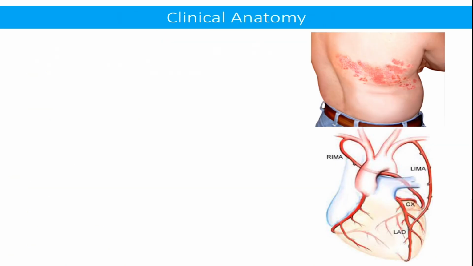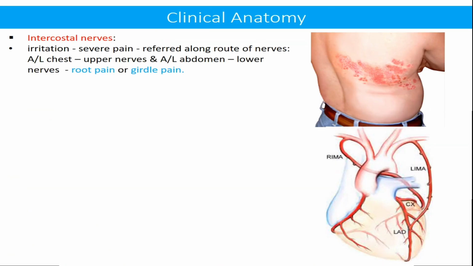Lastly, the clinical anatomy. Irritation of the intercostal nerves produces severe pain, which is referred along the root of the nerve. In case of upper nerves, it is referred to the anterolateral aspect of the chest, whereas in case of lower nerves, it is referred along the anterolateral aspect of the abdominal wall. It is also named root pain or girdle pain.